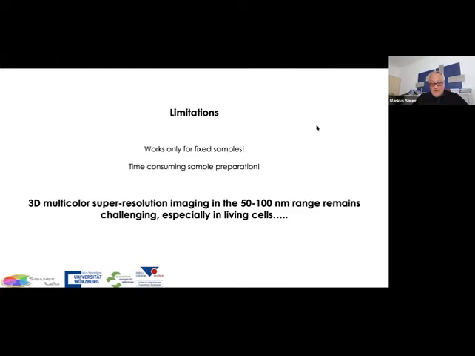However, expansion microscopy works again only with fixed samples, and the preparation steps are time-consuming, and control experiments have to be performed that demonstrate isotropic expansion of the sample, and these are really annoying experiments, and sometimes really challenging, I can tell you. Hence, it would still be desirable to have a method at hand that enables imaging in the 50 to 100 nanometer range, even in living cells.